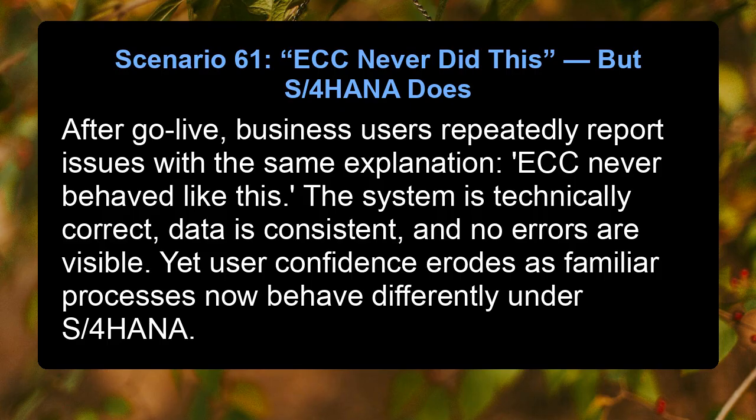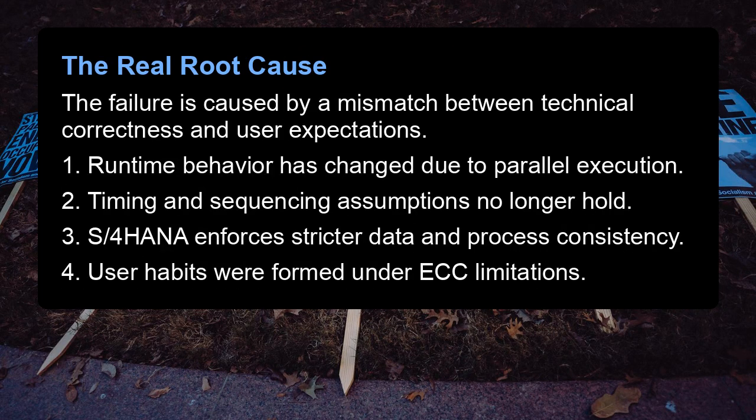Scenario 61. ECC never did this, but S/4HANA does. After go-live, business users repeatedly report issues with the same explanation: ECC never behaved like this. The system is technically correct, data is consistent, and no errors are visible. Yet user confidence erodes as familiar processes now behave differently under S/4HANA. The real root cause: the failure is caused by a mismatch between technical correctness and user expectations.